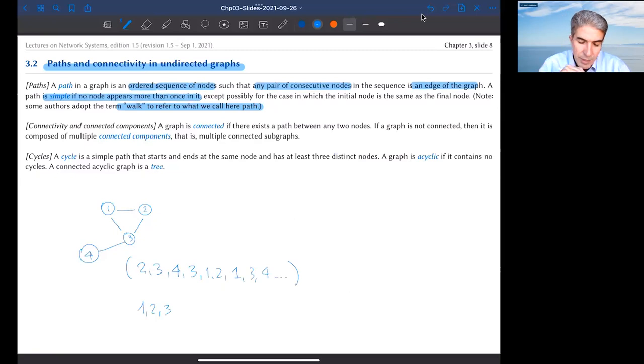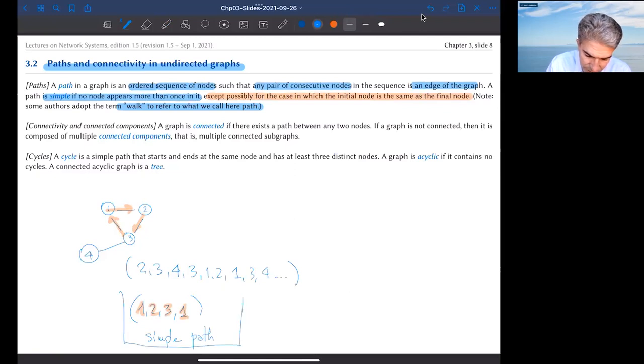So that's simple. Now, I don't want to study paths that have the property of coming back to the location from where the path started. So I want to consider, for example, this path: from 1 to 2, 2 to 3, 3 to 1. And so then I would get 1, 2, 3, 1. I want to extend the definition of simple to include the possibility that no node is repeated, except possibly the case in which the initial node is the same as the final node. So this here is a simple path.